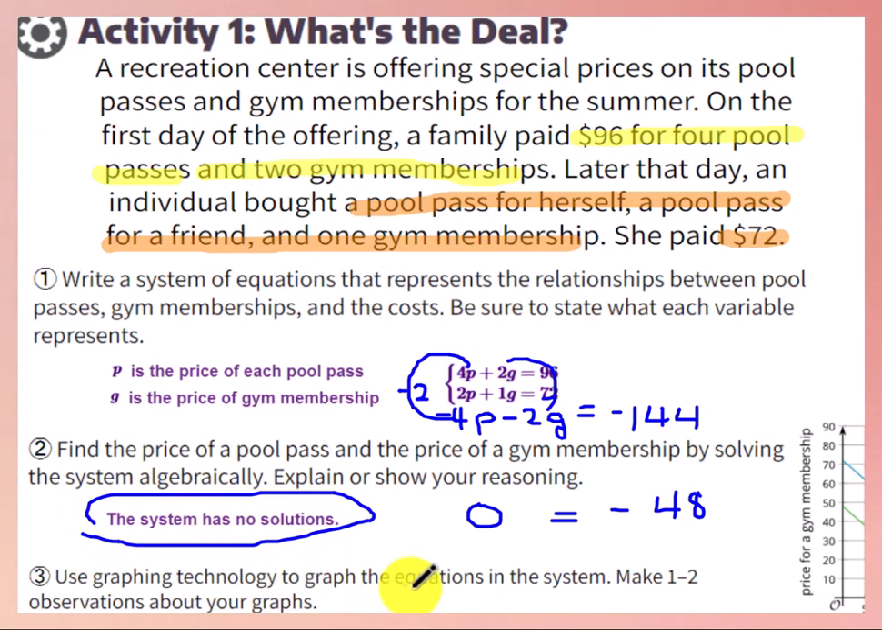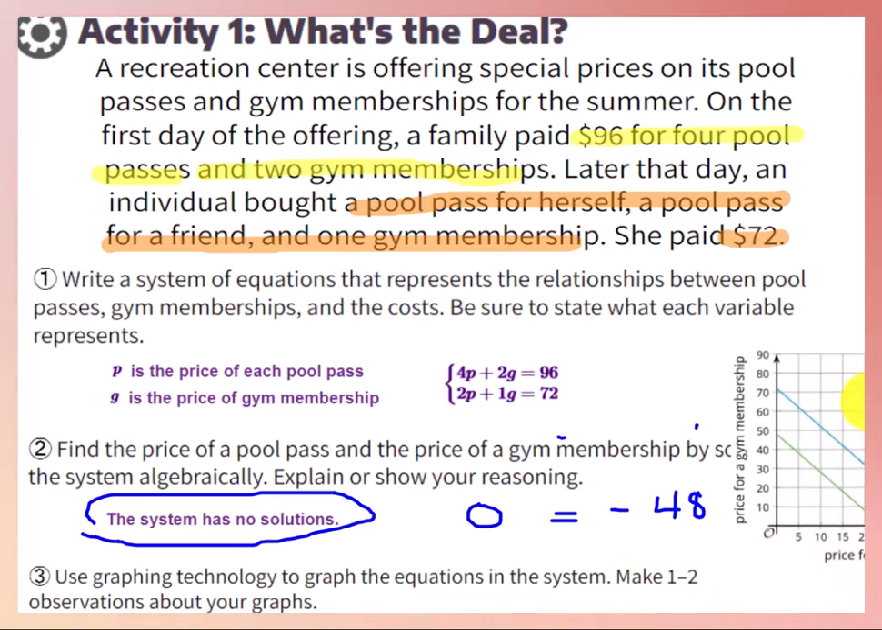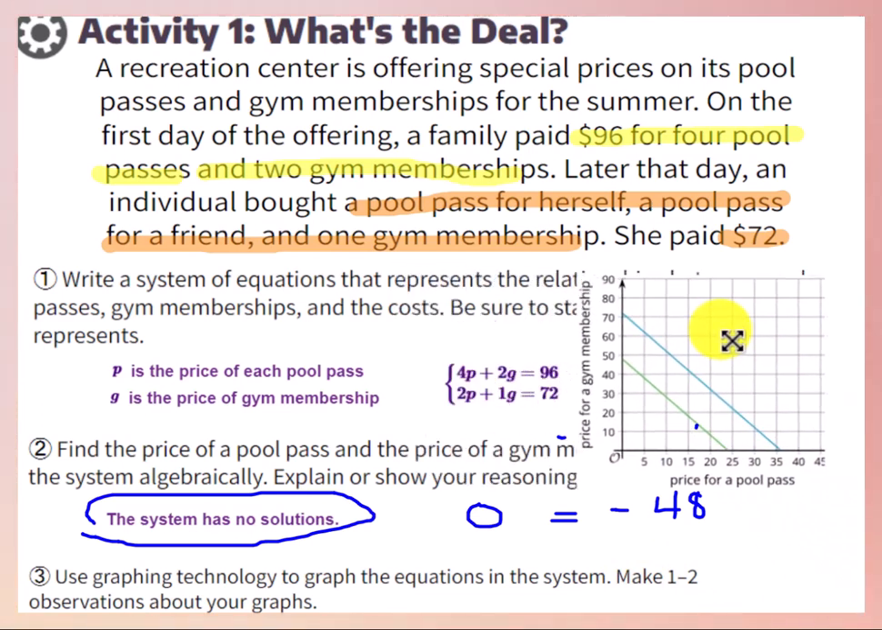Now use graphing technology. So put these systems, both systems, I'm going to erase so you can see what they are. It's also in your book. Okay, and then make 1 or 2 observations about your graph. So take a minute to do that, and then compare it to this graph that I have here.